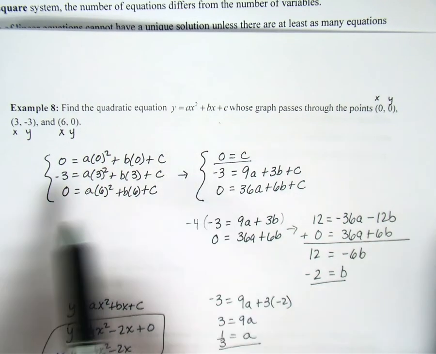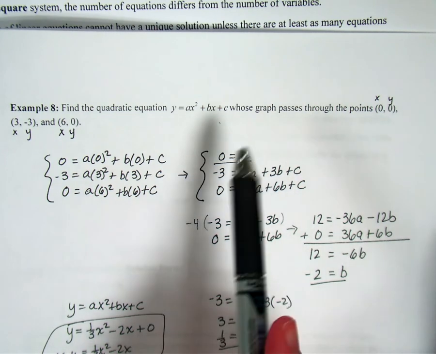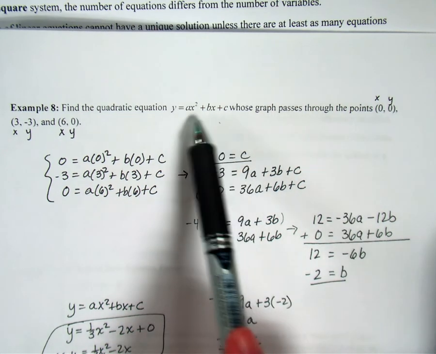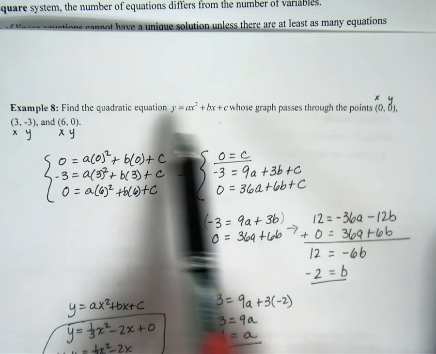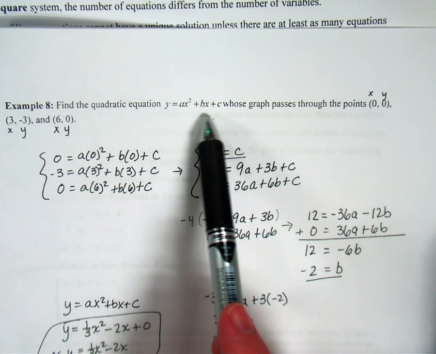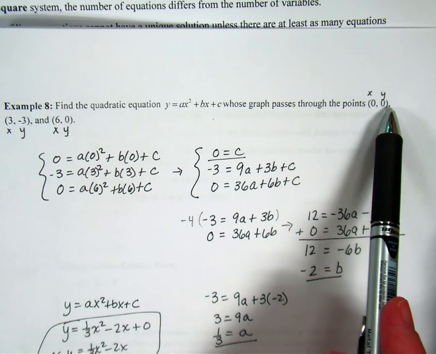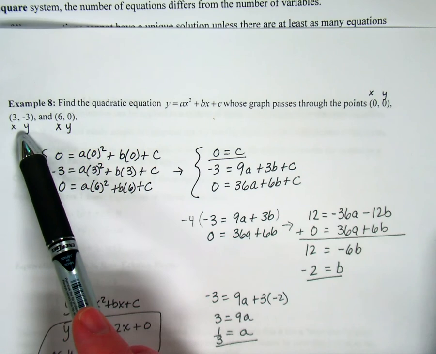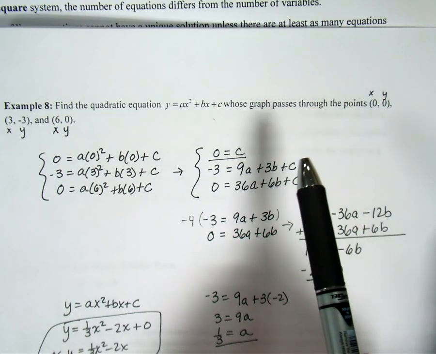We could apply this to actually come up with a quadratic equation given 3 points. Why do we need 3 points? Because we're going to have 3 missing things, a, b, and c. So we find the quadratic equation of this form, y equals ax squared plus bx plus c, whose graph passes through 0, 0, 3, negative 3, and 6, 0. Okay?